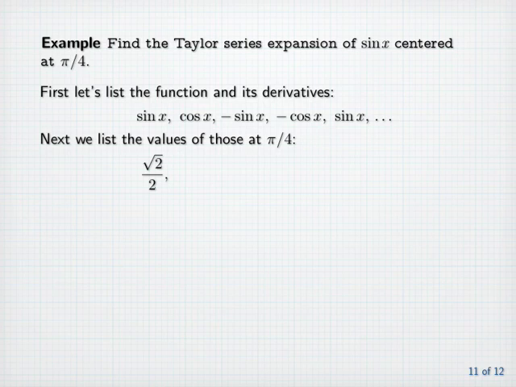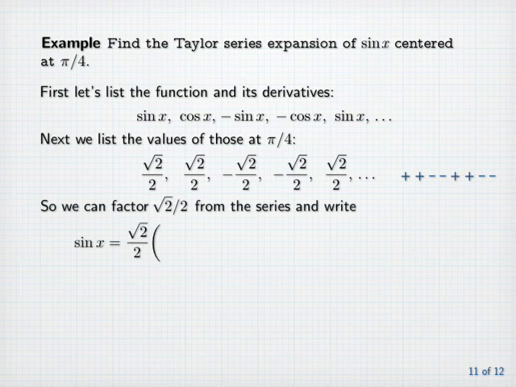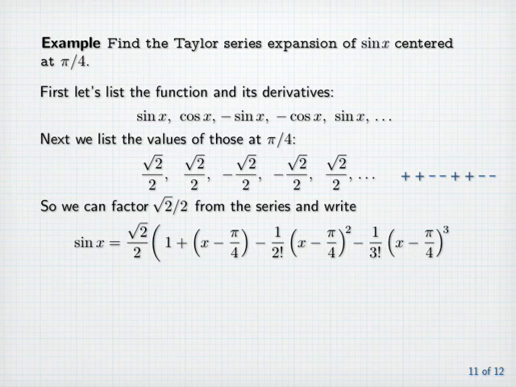Next, we list the values of those at pi over 4. Root 2 over 2, root 2 over 2, minus root 2 over 2, minus root 2 over 2, then back to root 2 over 2 where we started. So all of those derivative values are either plus or minus root 2 over 2, and the sign cycles through plus plus, minus minus, plus plus, minus minus, and so on. So we can factor root 2 over 2 from the entire series and write sine x equals root 2 over 2 times 1 plus x minus pi over 4 to the first power minus 1 over 2 factorial times x minus pi over 4 squared minus 1 over 3 factorial times x minus pi over 4 cubed, and so on.